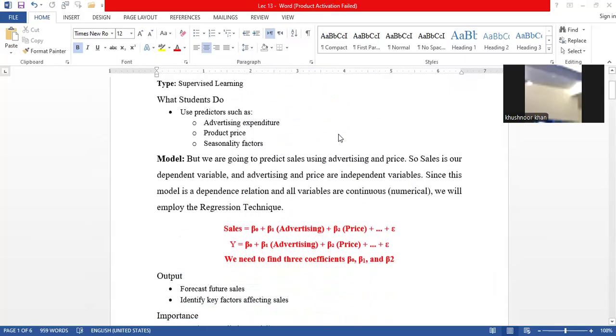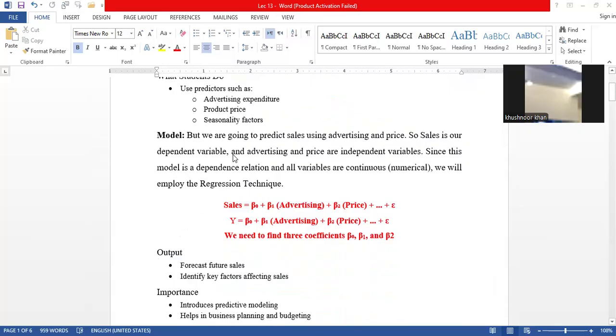Today we are going to solve this problem, sales prediction using regression. As we have already studied in the class, we are going to predict sales using advertising and price. So sales is our dependent variable and advertising and price are independent variables. Since this model is a dependence relation, and all variables are continuous, that is numerical, we will employ the regression technique. So the model that will be built is: sales is equal to B0 plus B1 advertising plus B2 price.